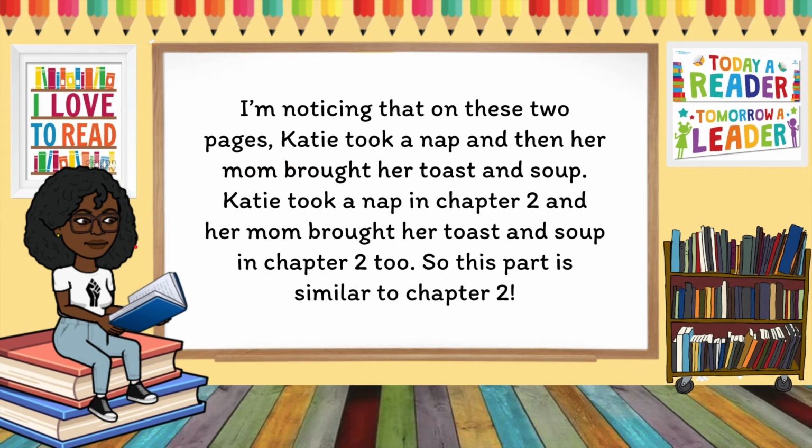I'm noticing on these 2 pages that Katie took a nap and then her mom brought her toast and soup. I can make a connection to the earlier parts of the book because Katie took a nap in chapter 2 and her mom brought her toast and soup in chapter 2 as well. So this part is similar to chapter 2. And if you remember, when Katie Woo had soup and toast in chapter 2, she didn't want it. But now in chapter 3, she's so excited to eat some toast and soup. Let's see what else has happened.